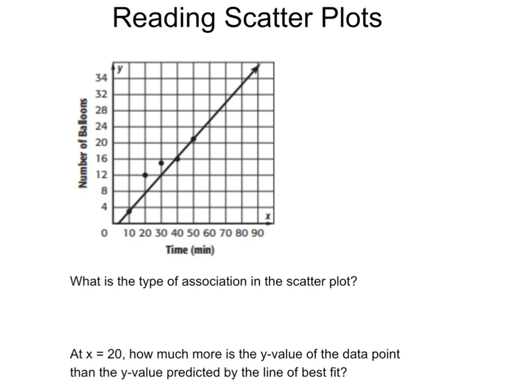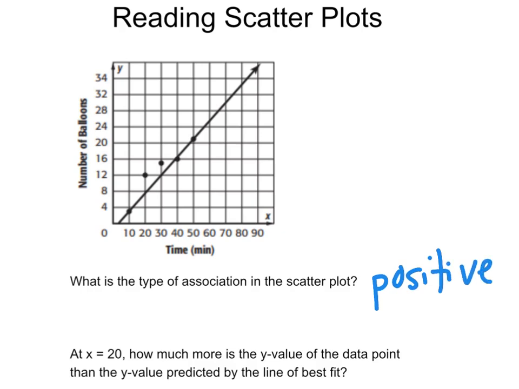So an association could be something that's positive, so it's going up from left to right. It could be negative, going down from left to right, or all the points could be scattered and there's no association. This one is positive because the points increase as they move from left to right. So this answer is positive.